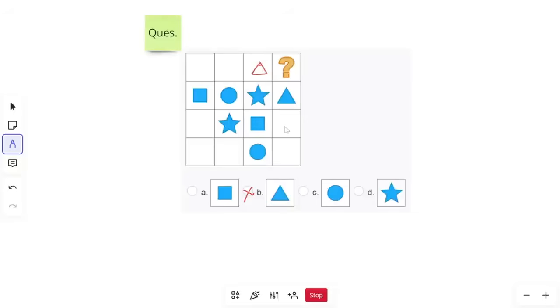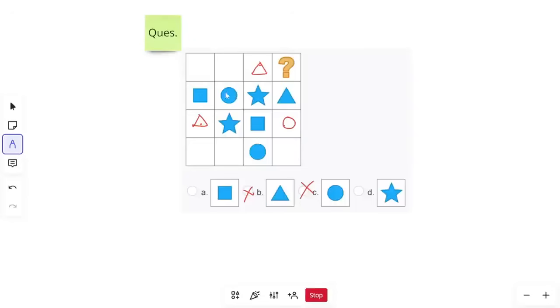Now let's try to fill these two empty boxes. Already star is there and square is there, so what is left is circle and one more triangle. Triangle cannot come here because triangle is already in this column. So triangle will go here and circle will go here. Now we can even eliminate circle from our options, because circle is coming in the same column. Let's now see what else can come here.